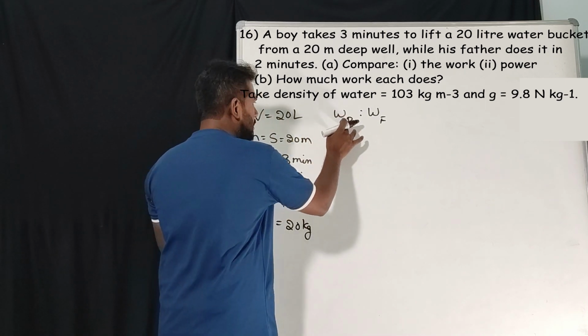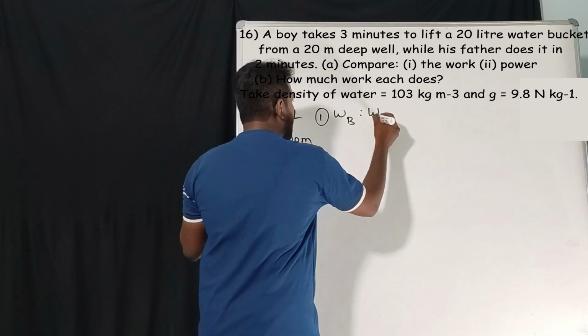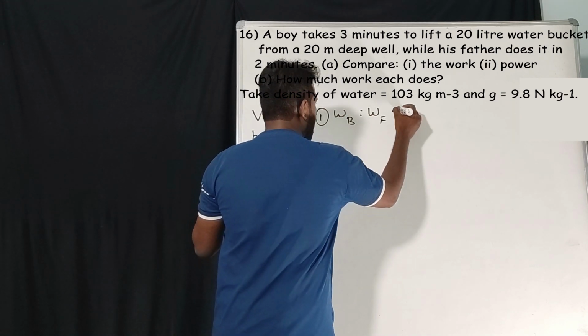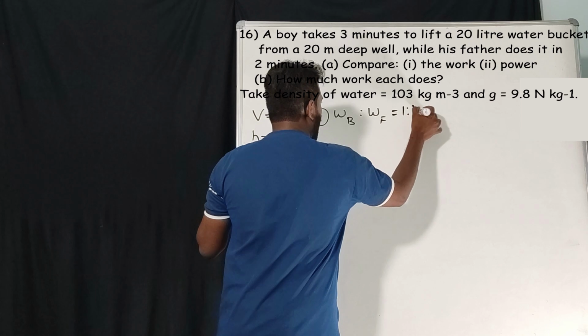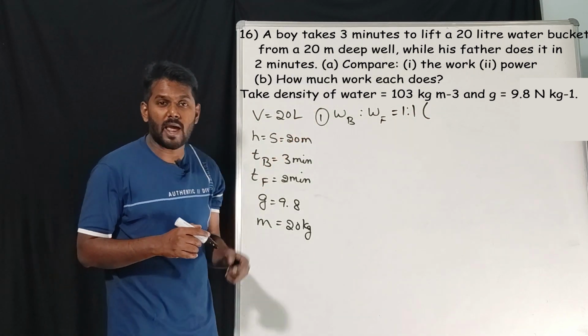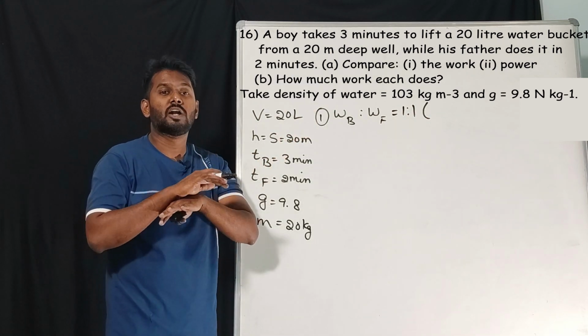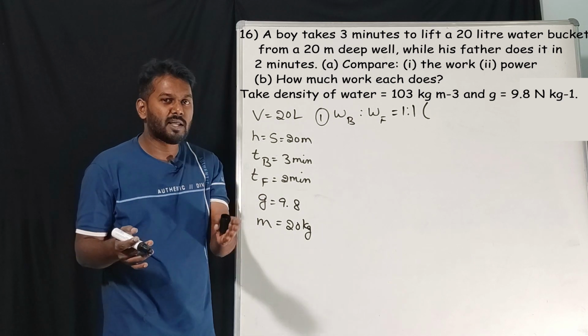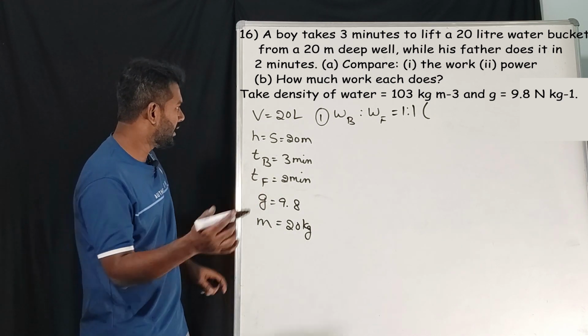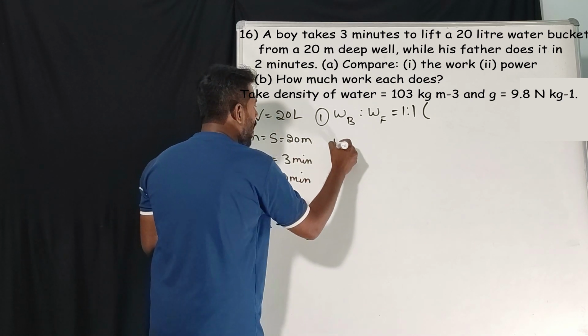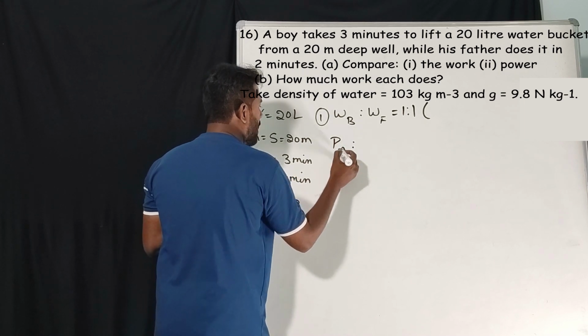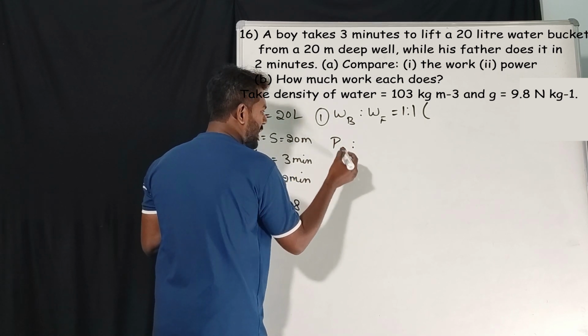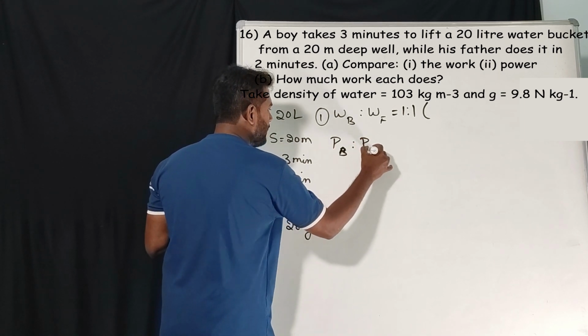So work done by the boy and work done by the father will be the same, 1:1. What are you going to fill in that bracket? Work done does not depend upon time, or work done is independent of time. Next we will find the power ratio: power spent by the boy and power spent by the father.